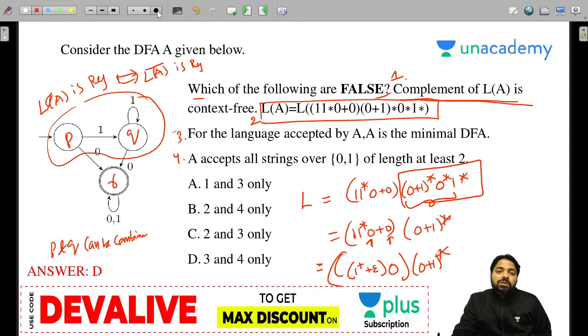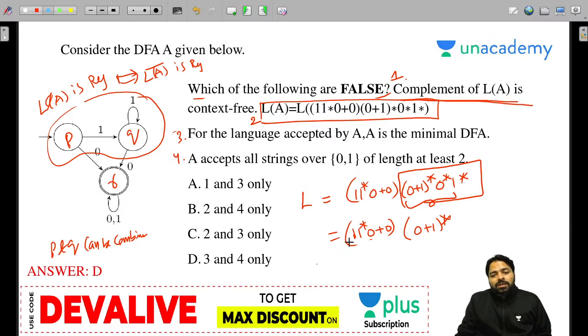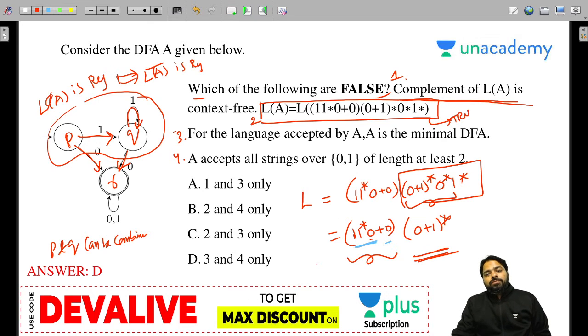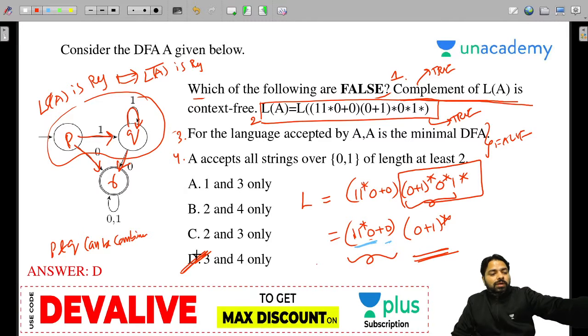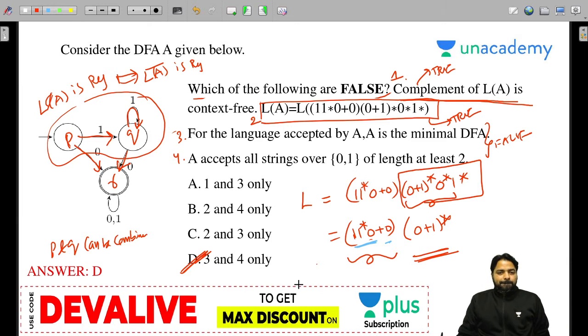Otherwise you can also look at it here and understand. Simplifying also I can do, I don't need to. Look at 1 1 star 0 or 0. If you want to go to the final state, it is 1 1 star 0 or directly 0, followed by anything. Exactly, the machine represents the same expression, guys. So 2 is also true. 1 and 2 are true and 3 and 4 are false. We need to choose the true ones. Remember that.